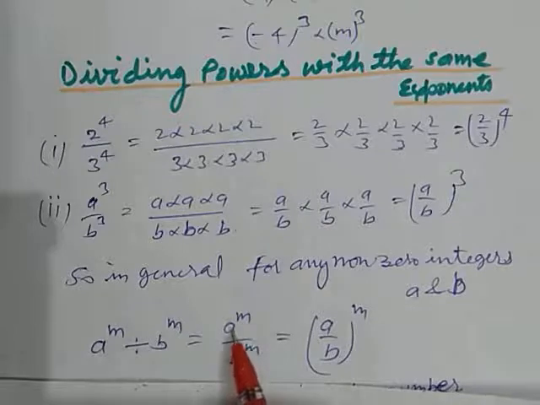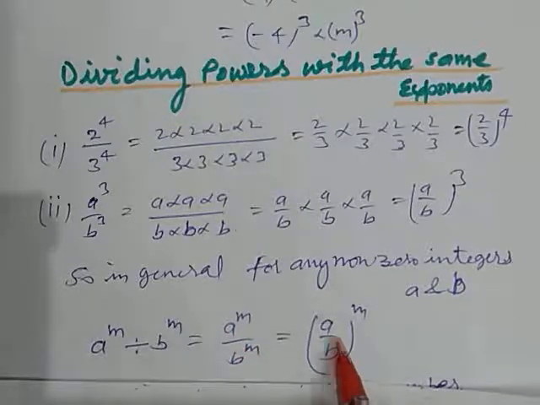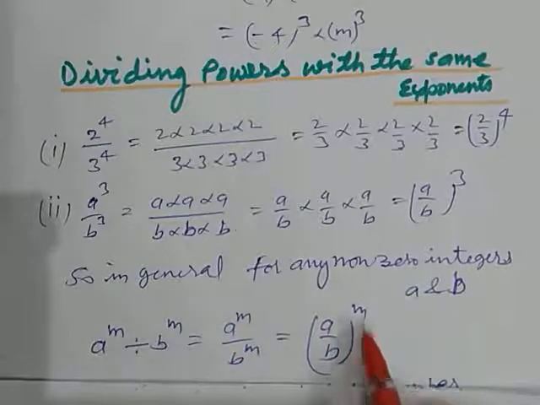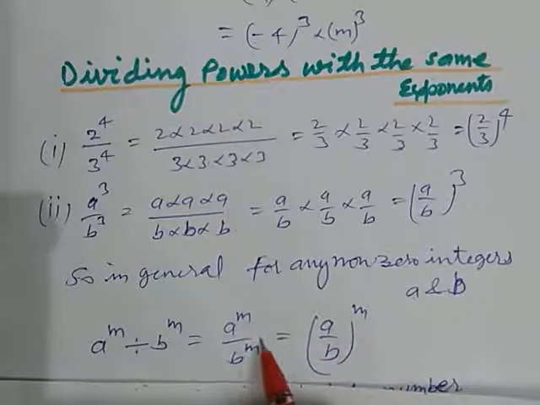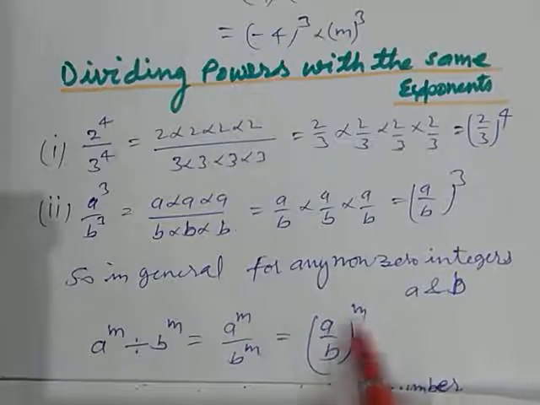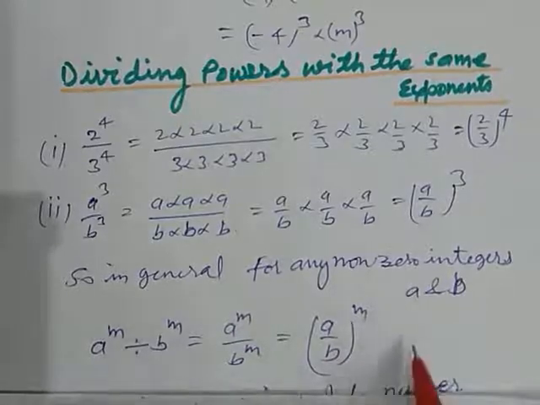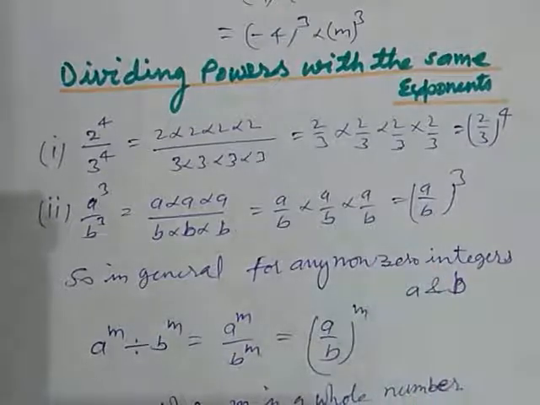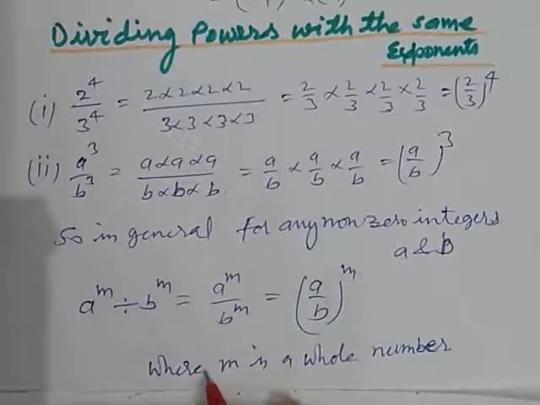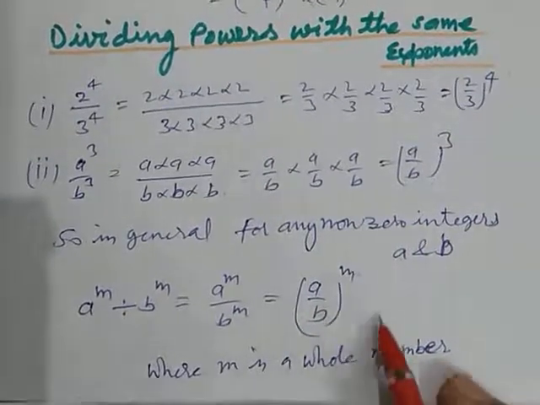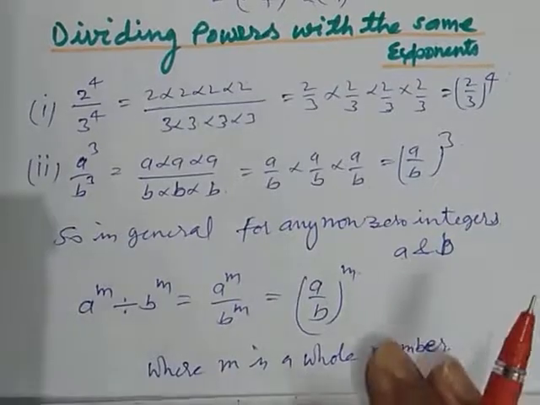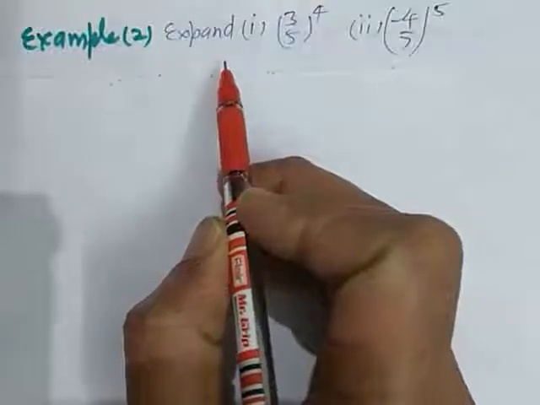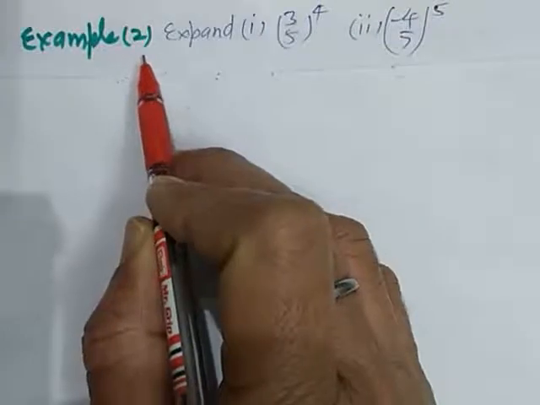So we combine them as (a by b) whole raised to the power m, because both contain the same exponent. So the exponent is common and this becomes (a by b) whole power m. So this is a general formula. On the basis of this we have to calculate, where m is a whole number. So remember this formula. Now we solve the second example.